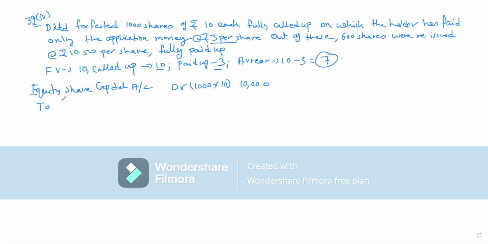To understand: 10 rupees is called up, only 3 rupees of application was received, so the remaining 7 has not been received. So what will be credited? To calls in arrear account, 1000 into 7, which makes it how much, children? 7,000. Out of 10,000, 3 rupees was received and 7 was not, so 7,000 was not received. To forfeited shares account, the remaining 3,000. I hope this one is clear to all of you.